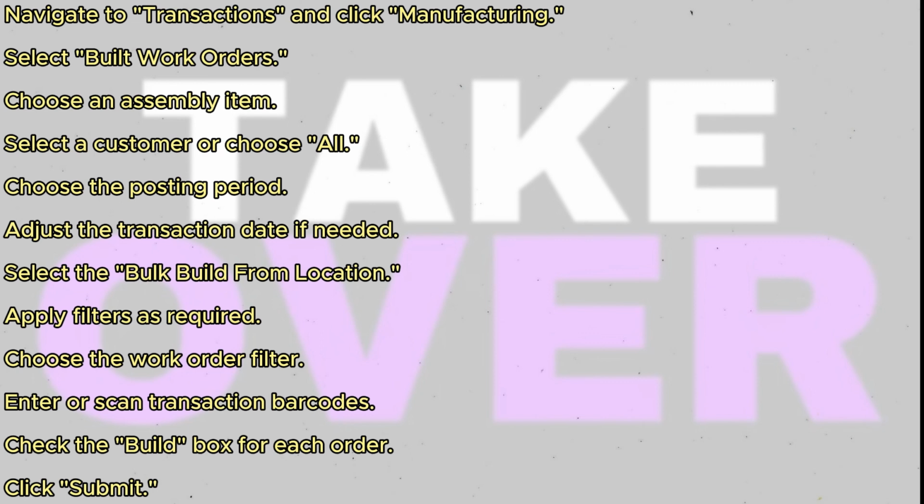To filter the list and show only work orders for a specific assembly item, select the item from the drop-down menu. Next, choose a customer to filter the list for work orders associated with that customer, or select All to display all work orders. Now, select the posting period for the transaction.